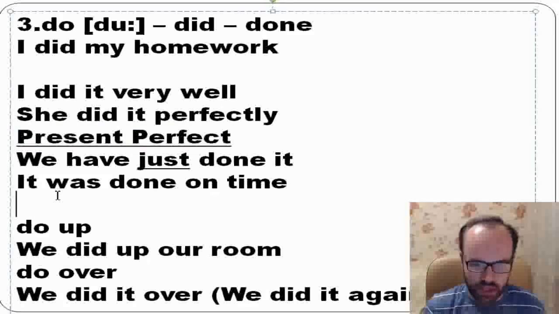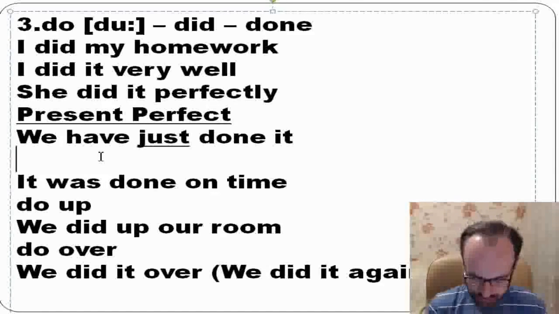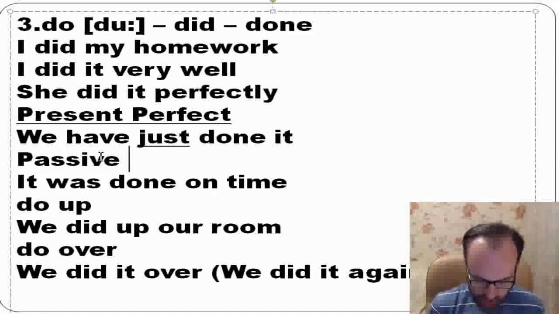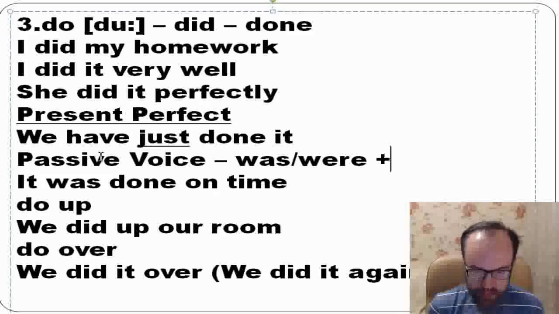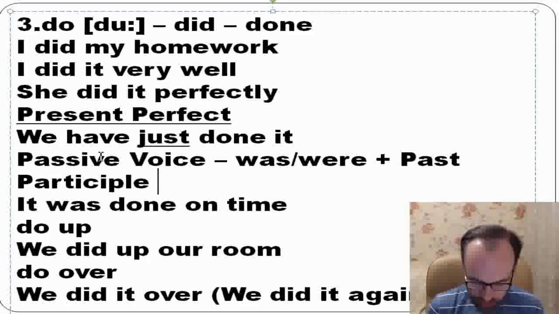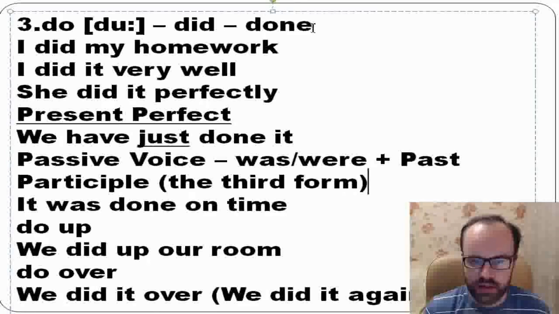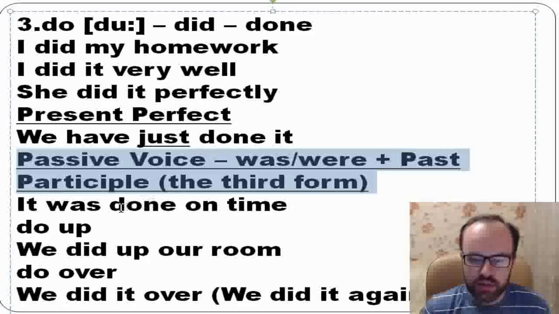How we form this tense. But I think that you also need to have a look at the next structure. It's passive voice. We form it this way: was, were, plus past participle, or plus the third form. So it's done. It's a past participle. Okay, so you see, it was done on time. So it was done by someone. So we use passive voice.